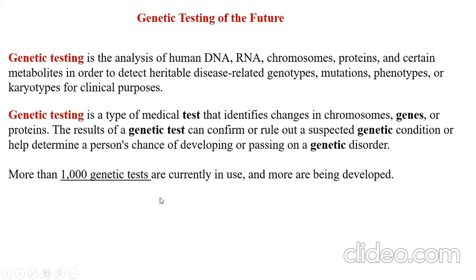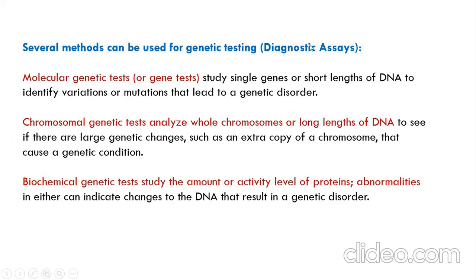More than 1,000 genetic tests are currently in use. For example, you can go with the diagnostic assays for genetic testing. You go with a molecular genetic test or gene test. You try to isolate SNPs. You go into the polymorphism study. You analyze short stretches of DNA for variations and then identify the SNPs associated with the disease, in terms of susceptibility, pathogenicity, or simply an association.